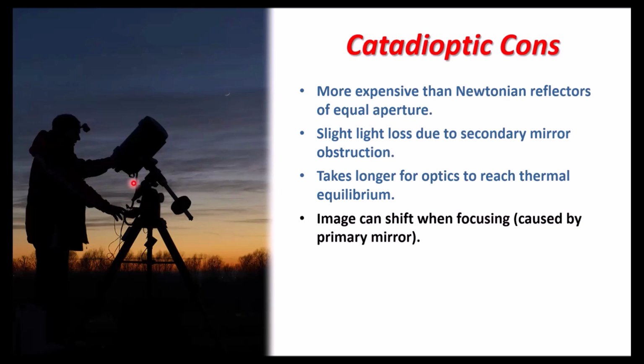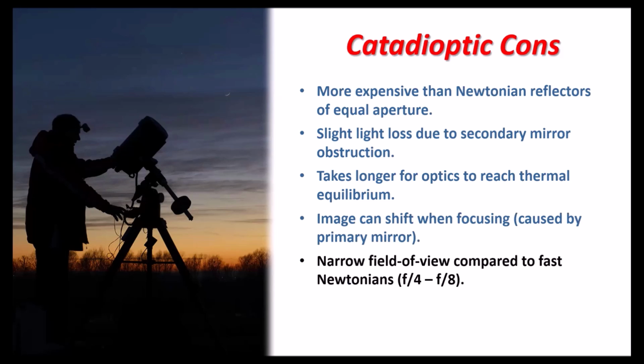You can install a regular focuser on the back, but not every Schmidt-Cassegrain works well with that. And again, they do have a narrow field of view compared to faster Newtonians. Most Schmidt-Cassegrains are f10, while most Newtonians are f4 to f8. So they have a narrower field of view.